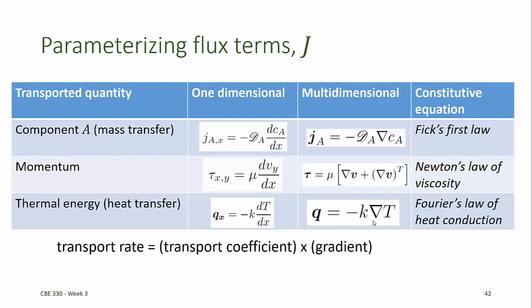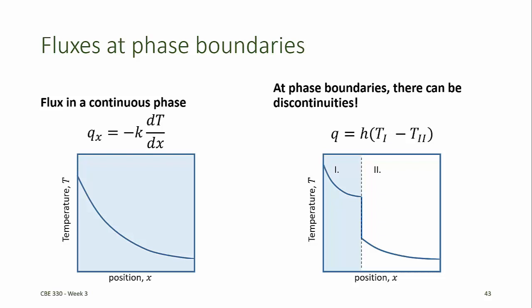All of these can be described as a transport rate being equal to a transport coefficient, either a diffusion coefficient, a viscosity, or a thermal conductivity, multiplied by a gradient, either a gradient in concentration, a gradient in velocity, or a gradient in temperature. While these constitutive equations describe transport rates due to gradients in continuous phases, sometimes we're also interested in describing a flux at a phase boundary.